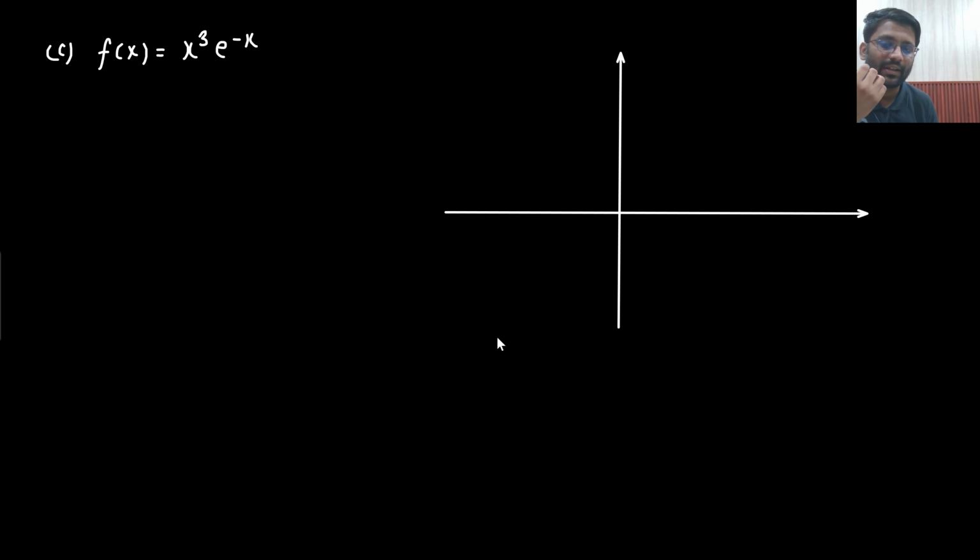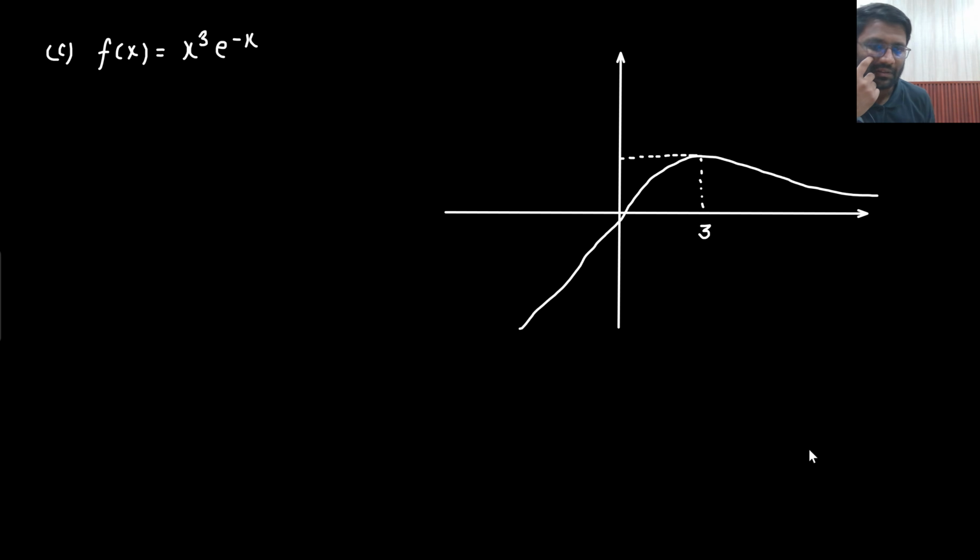In a rough manner I am drawing the graph. This will be the nature of the graph, where this will be 3, and what value will you be getting here? What is 3 cube? That is, at x equals 3, the value will be 27 divided by e cube, f of x. This will be the graph you will be getting. Sir, how did you draw it? You don't need to think about it, you can do the differentiation and do the job.